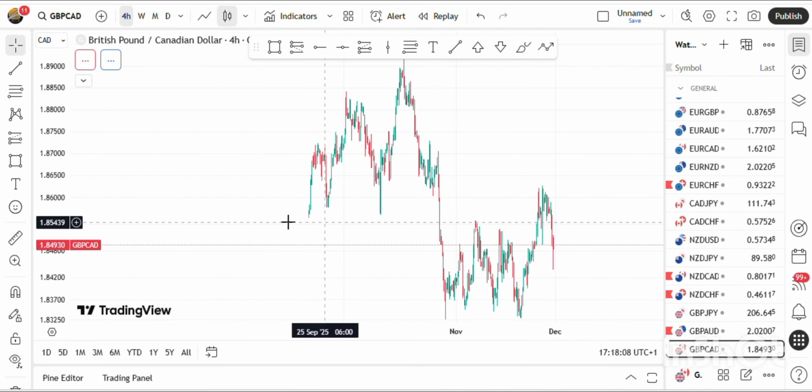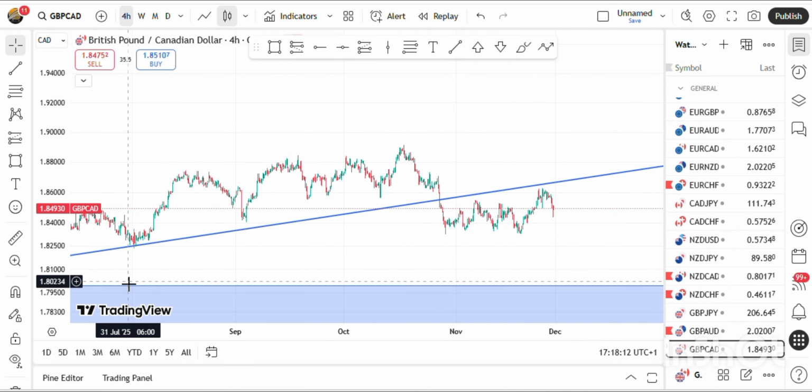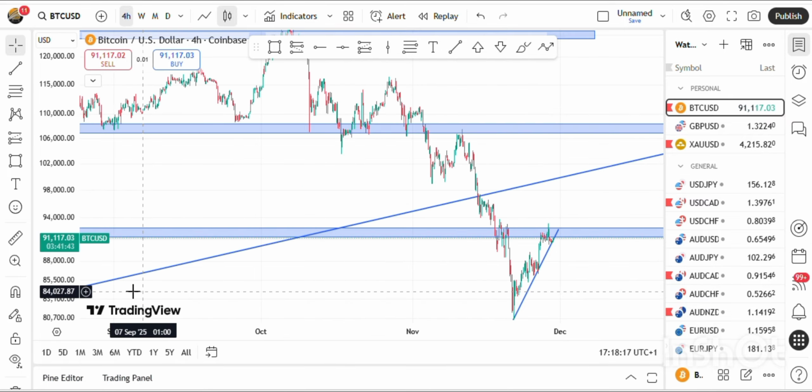Alright. GBP CAD, nothing. Okay, so that's that. So those are the pairs we'll be looking at. BTC, gold, here's the CAD, here's the D, and a few other pairs. So once these trades are live, I will let us know.